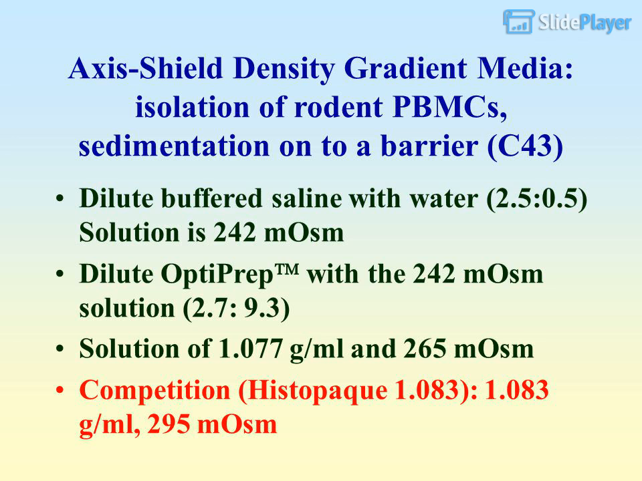A customized medium for the isolation of mononuclear cells from rodent and rabbit blood, NycoPrep 1.077A, is no longer available. It had an identical density to LymphoPrep and NycoPrep 1.077, 1.077 grams/ml, but a slightly reduced osmolality. An identical solution can be easily prepared from OptiPrep according to this schedule. The main competitive product, Histopaque, is isosmotic but has a raised density.